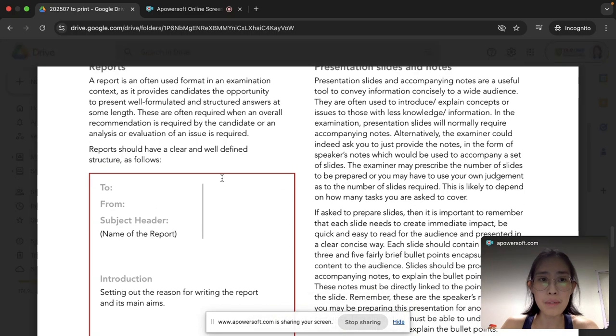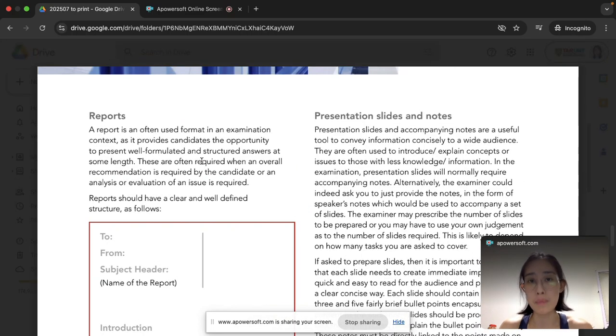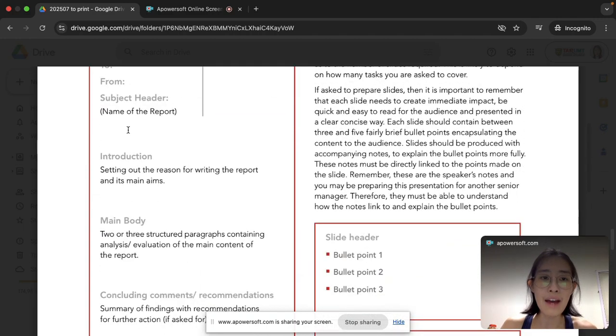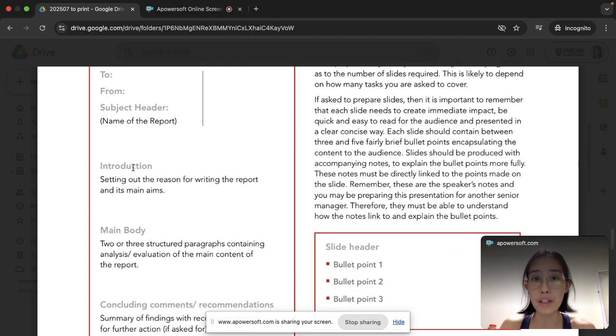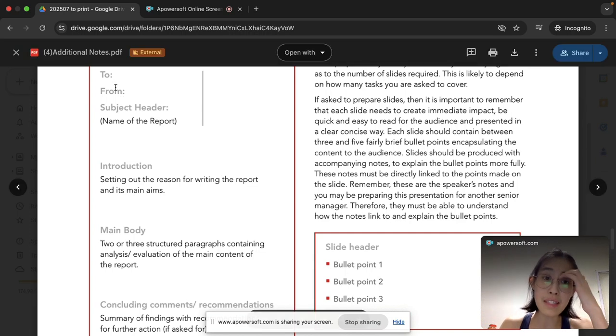The second one will be a report. A report will be more formal. A report, you need to have all these things which you cannot miss. You need to have to, from, date, subject. I think it's better for a report to have a date also. So I always tell my students the report you must start with to, from, date, subject.